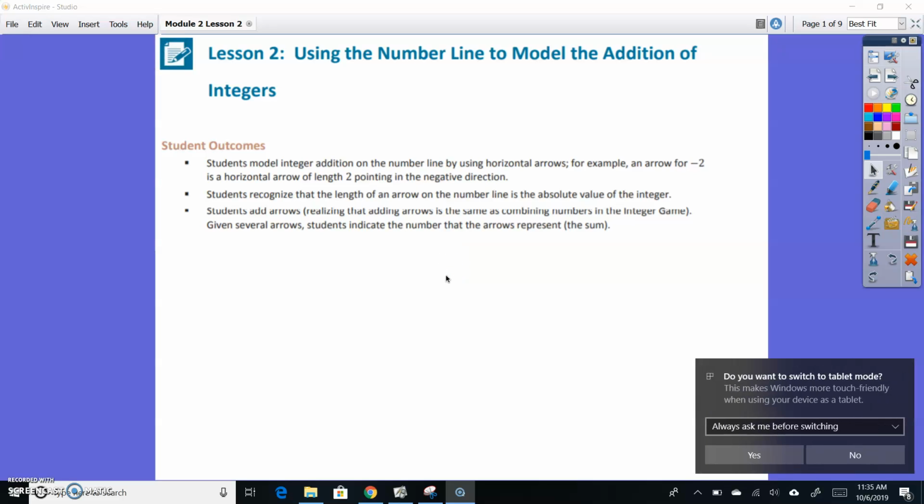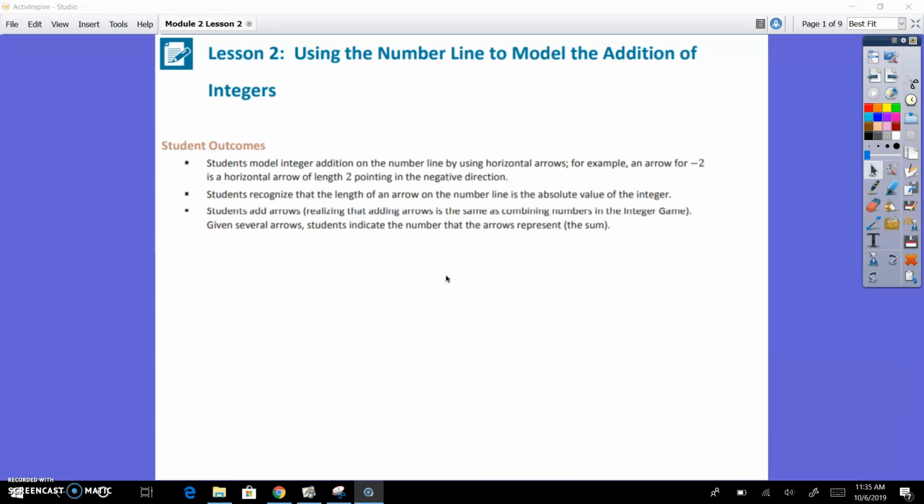Hi, this is Miss Pellegrin, and today we're looking at Module 2, Lesson 2, using the number line to model the addition of integers. So today our goal is that we're able to use the number line to model our addition problems.